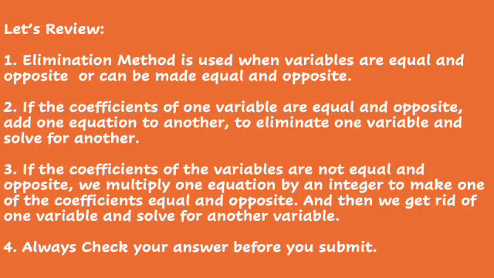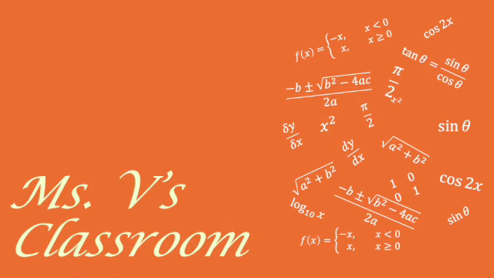Once they are equal and opposite, then we get rid of one variable by adding and then solve for another variable. And the last point is you must check your answer before you submit, because that helps you to submit your work with confidence. I hope by now method of elimination is clear to you. All the steps are clear to you.